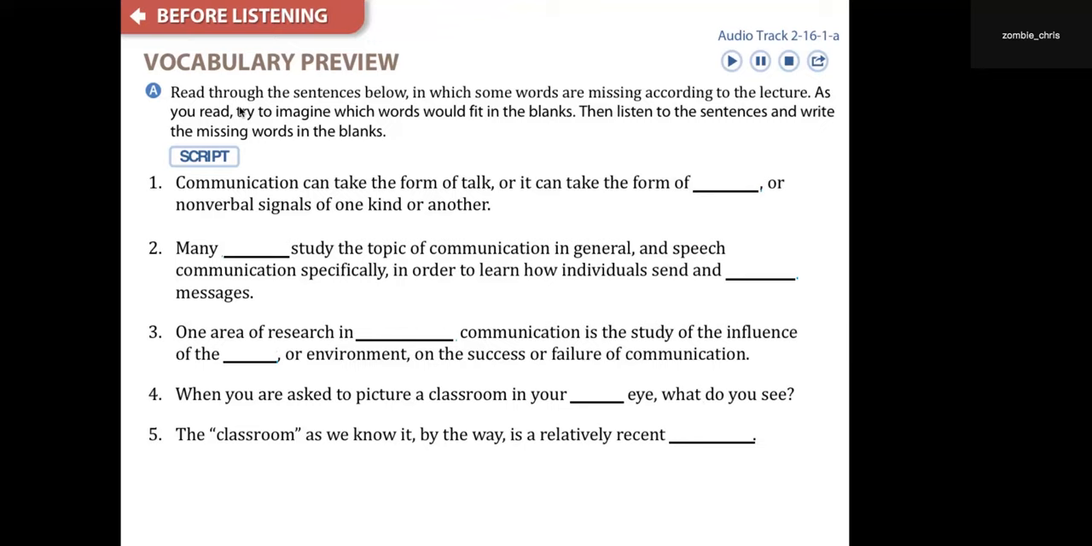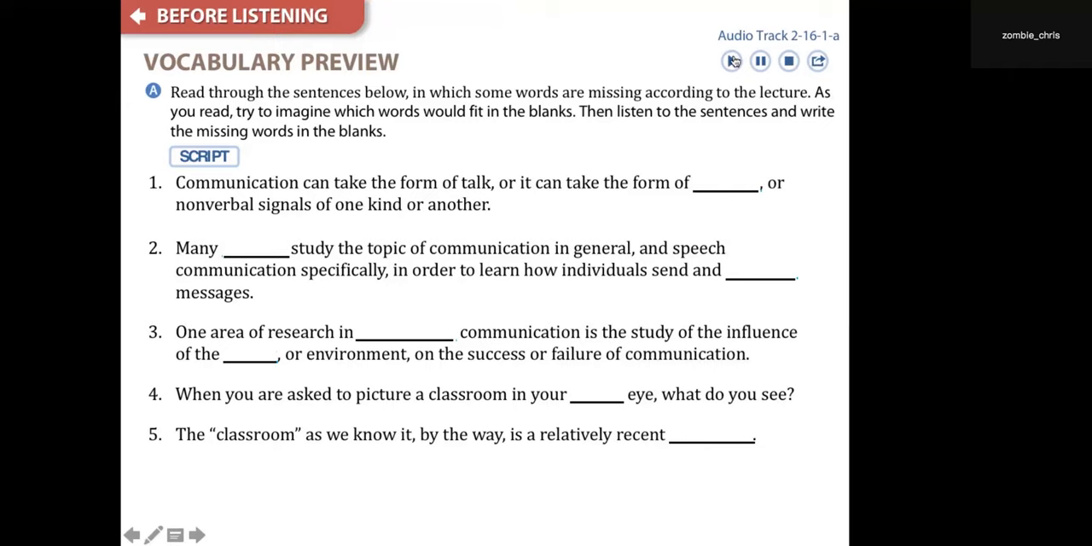Okay, so let's go through these sentences. We'll have a look at anything. I don't think there's anything too challenging at this point of the textbook, but you can listen out for the missing words, and we'll go through any main features of the sentences.